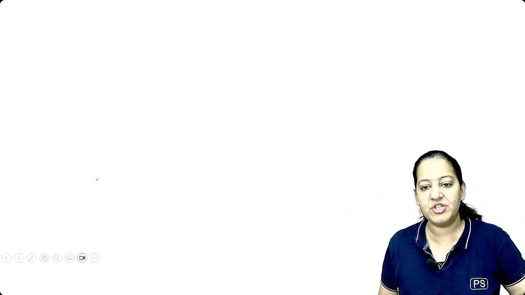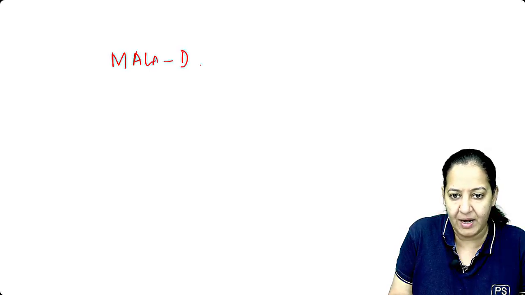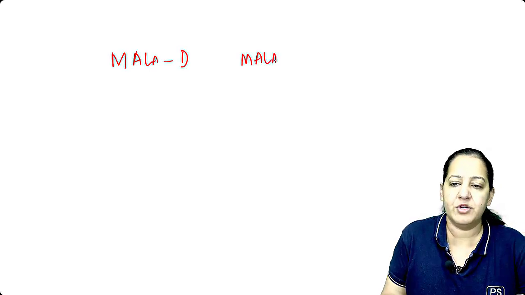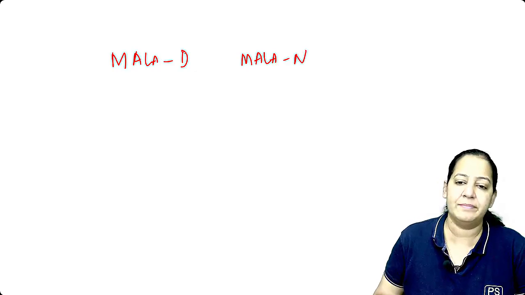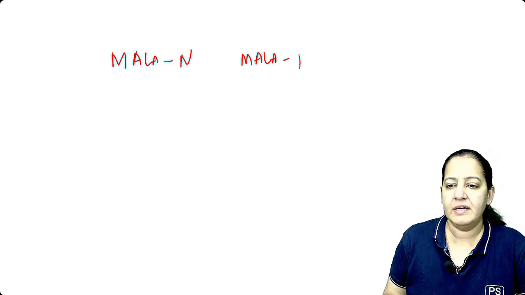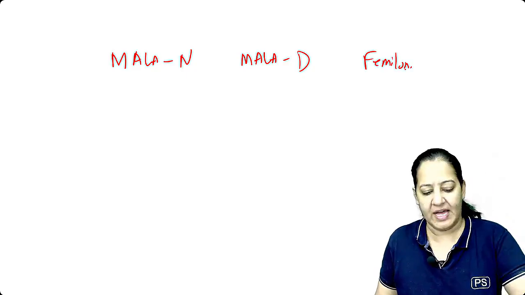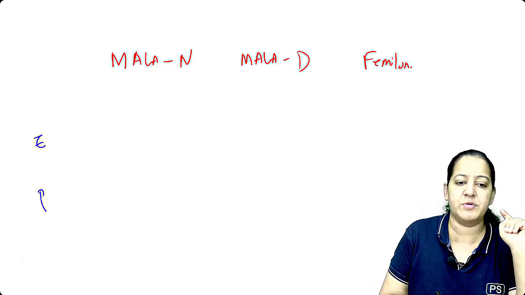So tell me the composition of Mala D. Tell me the composition of Mala N. And first write N and then write D. And tell me the composition of Femilon, low dose. So you get questions on that. Tell me which estrogen, which progesterone, and how much.